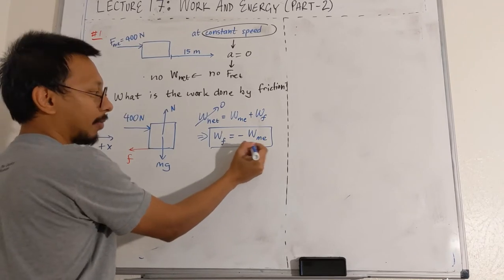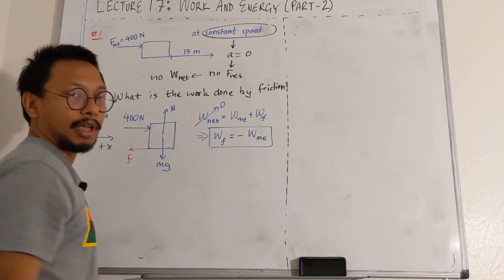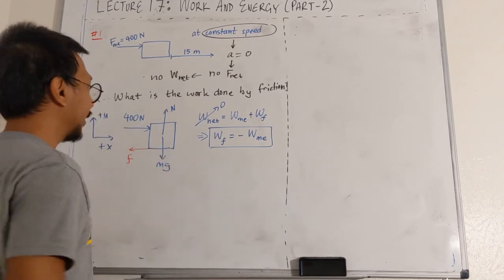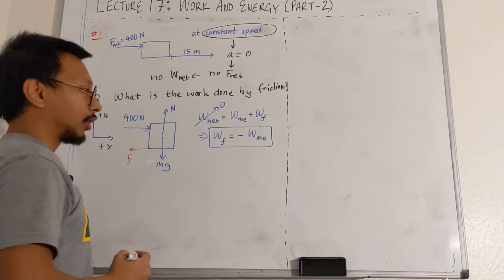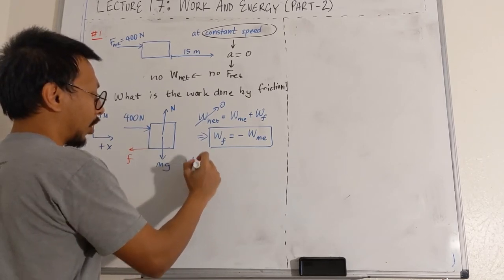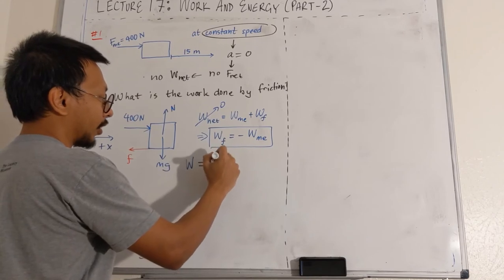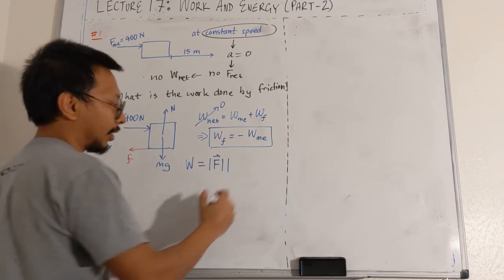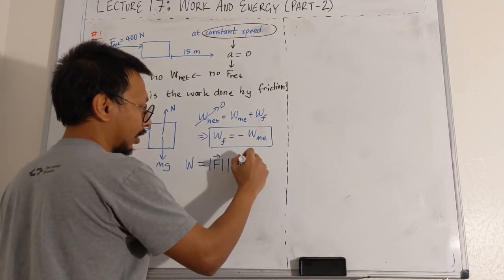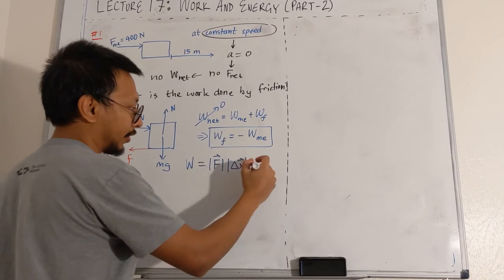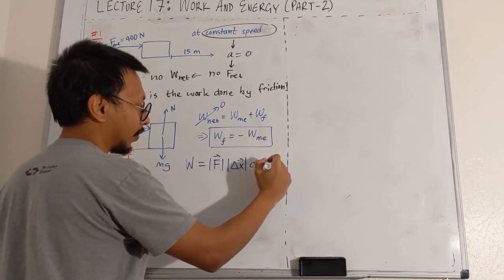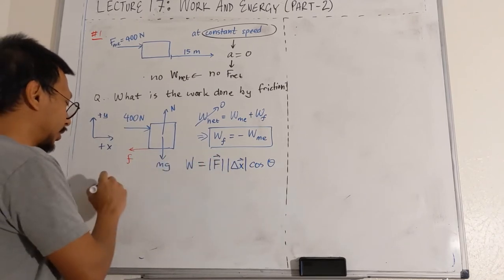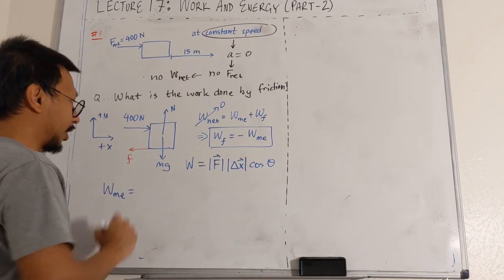So if I can find the work done by me, then I will automatically be able to tell what the work done by friction is. Then let's find out what the work done by me is. Remember, work has the following formula: the magnitude of the force applied times the magnitude of the displacement, which is the distance, times the cosine of the angle between the force and the displacement, cosine of theta.